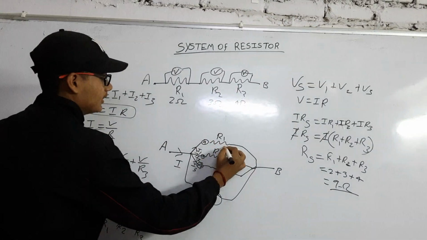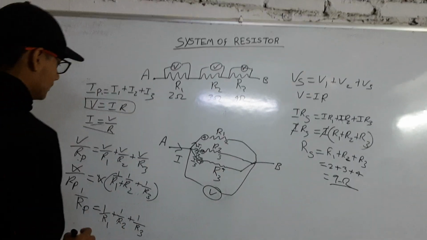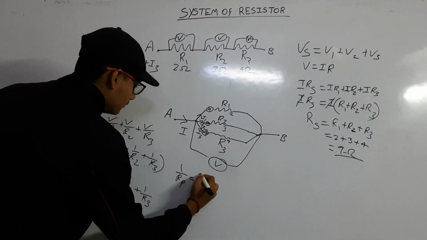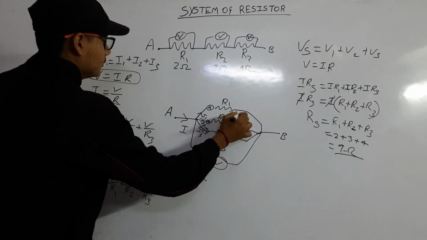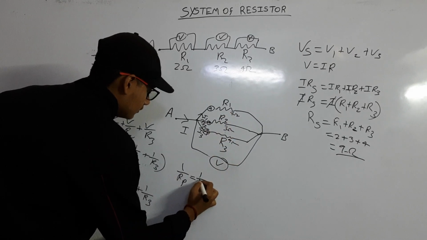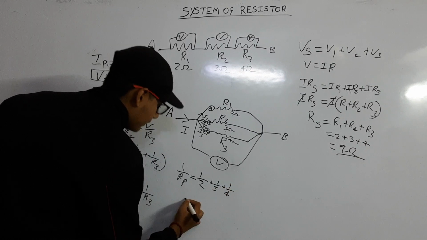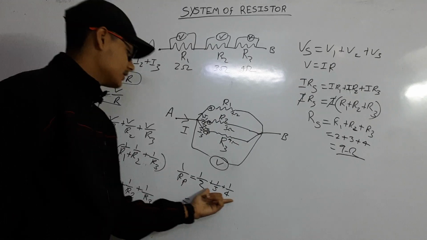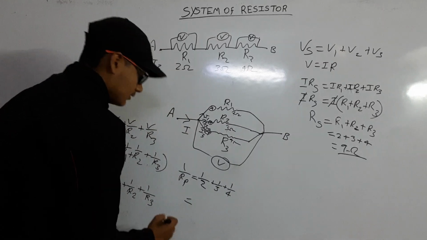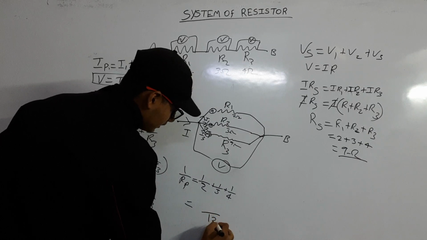Okay, let's take here 2, 3 and 4. So we will substitute them each by each. So here it is 1 by Rp. So what we will do? First we will take ohm. So 2 ohm, 3 ohm and 4 ohm. So 1 by 2 ohm plus 1 by 3 ohm plus 1 by 4 ohm. Now we will take the LCM of this. So LCM of this will be 6. Should not be 6 because 4 is not divisible. So it can be 12. Okay, so it will be 12.